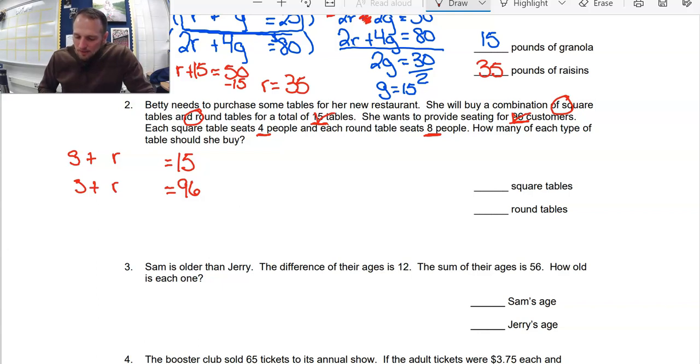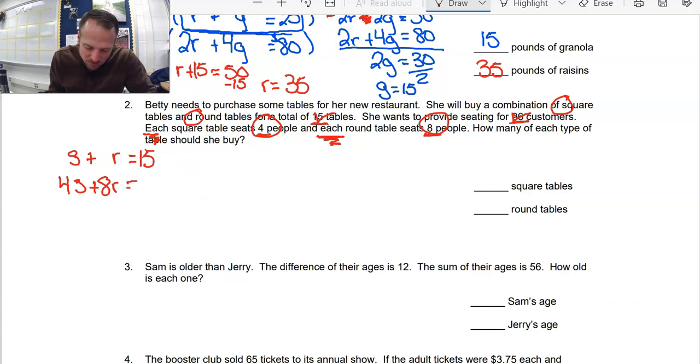Okay, now we've used pretty much everything except each square table seats 4 people and each round table seats 8. Remember, the words each, every, and per mean to multiply. So I'm going to have to multiply these. 4 times a square table. Now, 4 people, where is that going to go? Is that going to go on the top or the bottom? Well, it's going to go on the bottom because 96 is talking about customers or people. So 4 people at a square table and 8 people at a round table, and that's what we've got. I'm gonna squeeze this over here just a little bit more, just so it's written better.